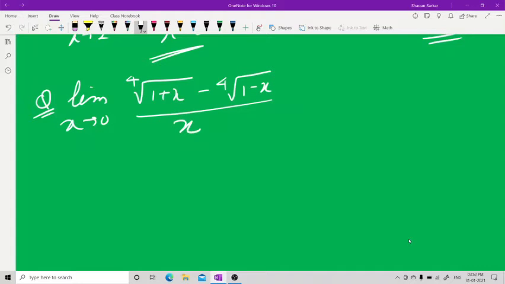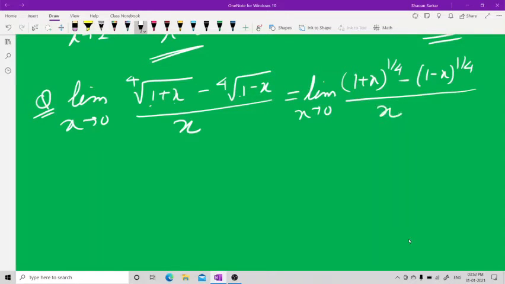Now if I put x equal to 0, this will be 1 and this will be 1, all will be 0, 0 by 0. So I need to expand my binomial. This can be written as limit x tending to 0, 1 plus x to the power of 1 by 4 minus 1 minus x to the power of 1 by 4 upon x. Now this is behaving like a to the power of n, this is a, this is b, this is a minus b, and this is n. So exactly now I'll do that only.